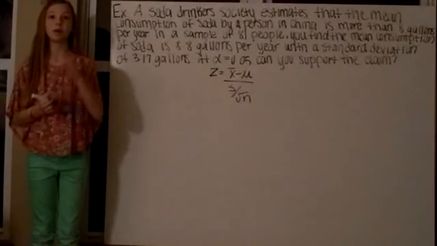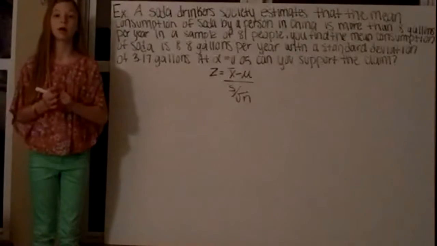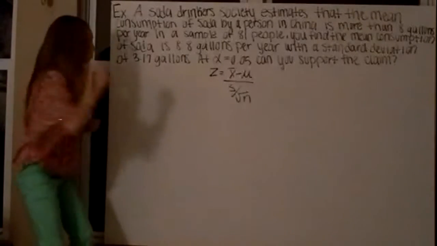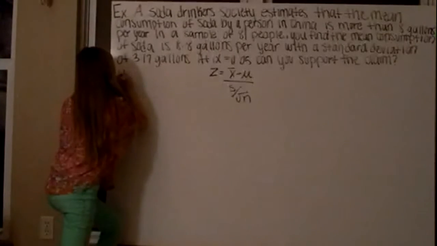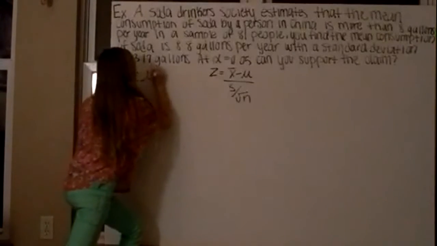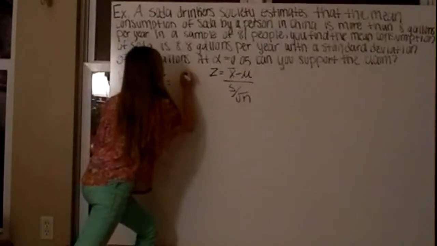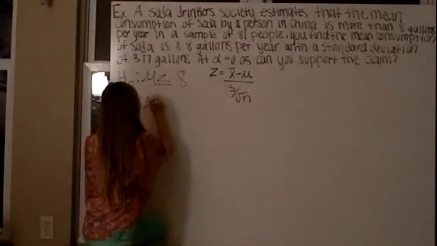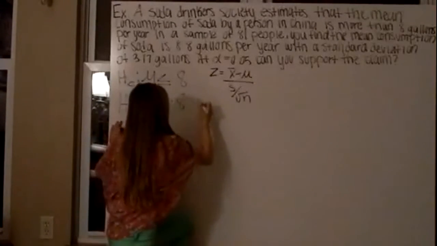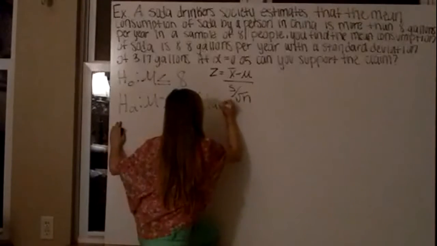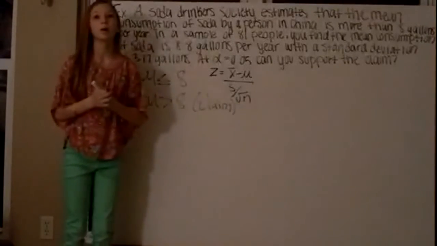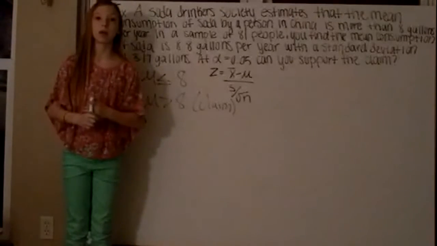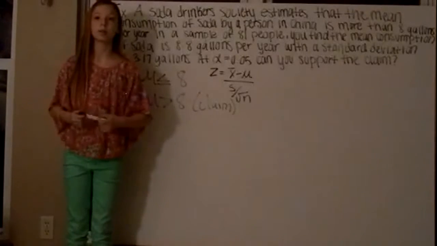First, you must identify the claim and write the null and alternative hypothesis. Our claim is the alternative hypothesis because it has a more than sign, so our null is mu is less than or equal to 8, and our alternative hypothesis is mu is greater than 8, which is our claim. Next, we identify if this is a one-tailed or two-tailed test. We look at the alternative hypothesis sign. Since it's the greater than sign, it's a right-tailed test.